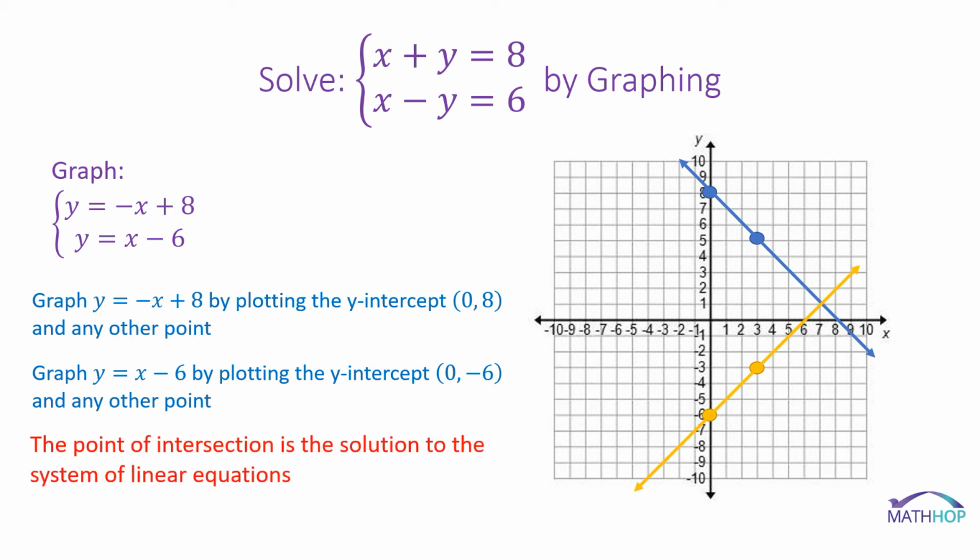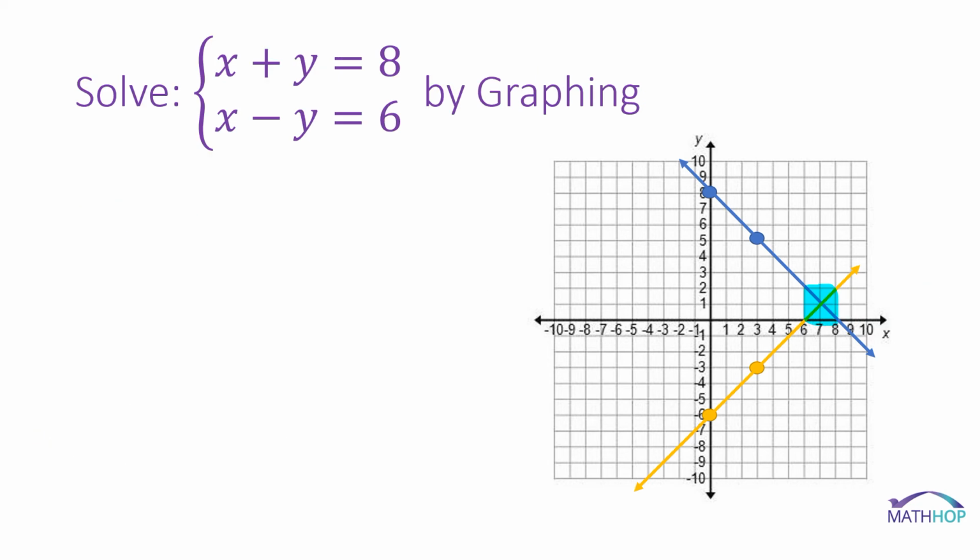Now we just have to find the point of intersection, because that's our solution, and it's right there at 7, 1. So the solution to this linear system is 7, 1. If our solution is 7, 1, we're so sure it's 7, 1, we should check that solution. Let's put 7 in for x, 1 in for y in both equations.